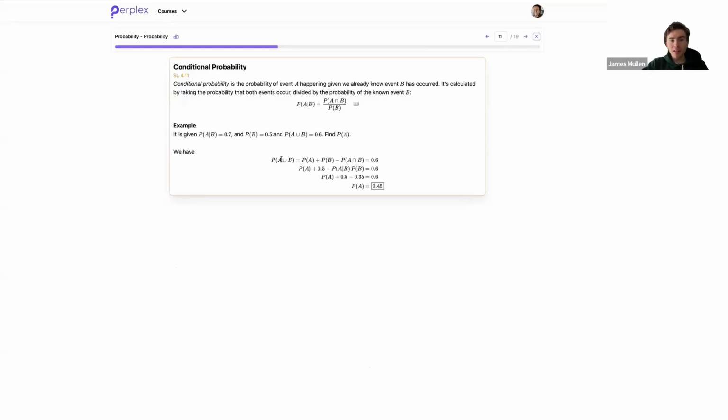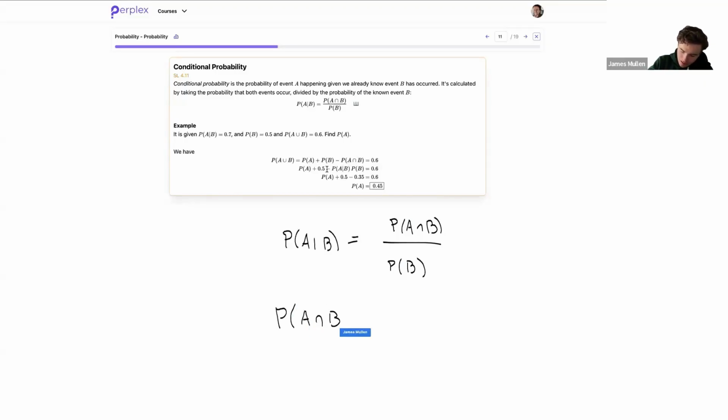So what do I know? I know that P of A union B is the sum of the probabilities minus the intersection, and that's supposed to be equal to 0.6. Okay, and also I know that P of B is 0.5, and because I have P of A given B is equal to P of A intersection B over P of B, I can write A intersection B as P of A given B times P of B.